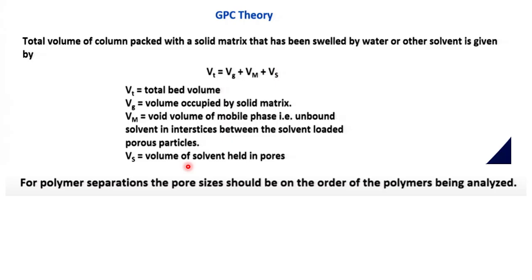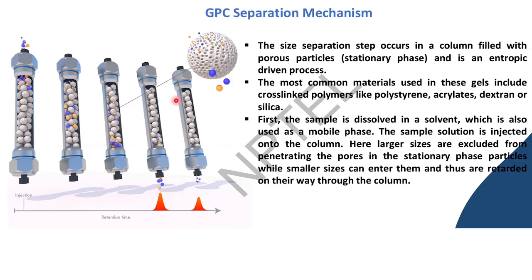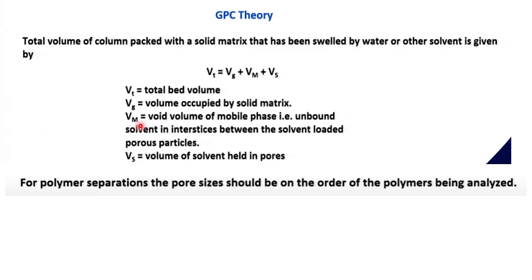So the first one is the volume occupied by the solid matrix. The second one is in between two granules, the space that corresponds to Vm, and Vs is the volume of solvent held inside the pore, so inside the granules. The sum of these three volumes corresponds to the total volume, and for polymer separation, the pore size should be on the order of the polymer sample being analyzed.